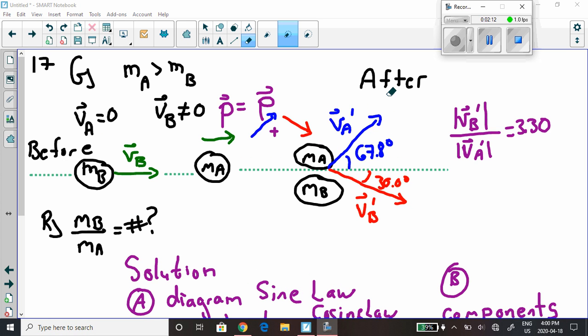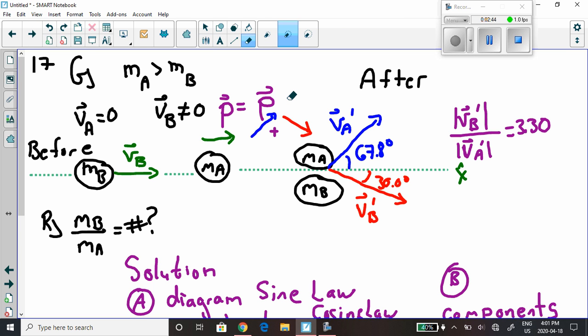Okay, 17, the next one. The masses are not equal here. Mass A is greater than mass B. Like you got these two masses, mass B, mass A. A is not moving. Velocity A is 0. B is moving. It has some velocity. I don't know what it is, but I'm going to call it VB. Okay, and I'm going to say that this is all along what I've drawn in here, the x-axis. I'm making this green direction here the x-axis. That's what I'm doing.